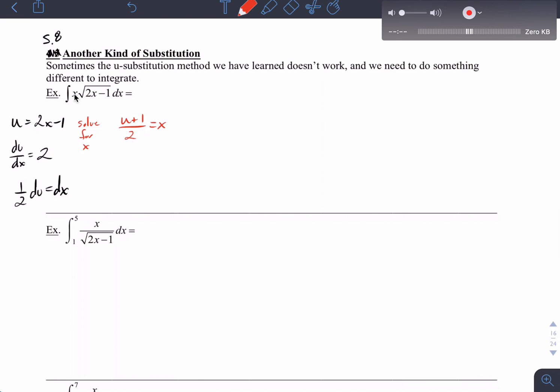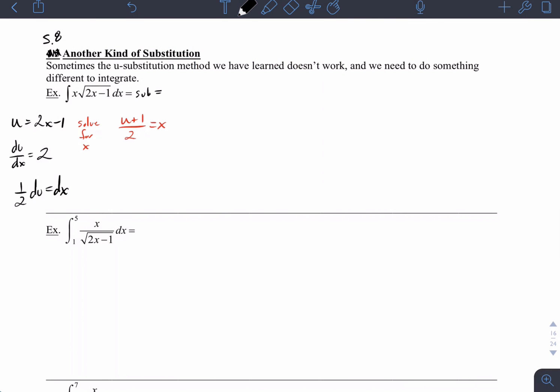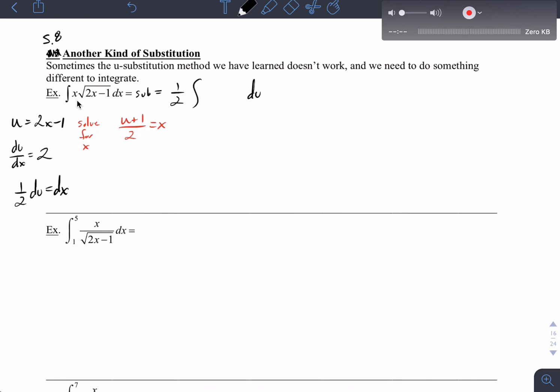What you're going to do is your x gets replaced by this and your 2x minus 1 gets replaced by u, which means when you substitute, it's going to be 1/2 integral du, because you still use the 1/2 in the du. X was replaced with u plus 1 over 2, and then square root of 2x minus 1 becomes u to the 1/2 power. Now notice, I know it's supposed to be square root of u, but I just put the 1/2 power just to save time.